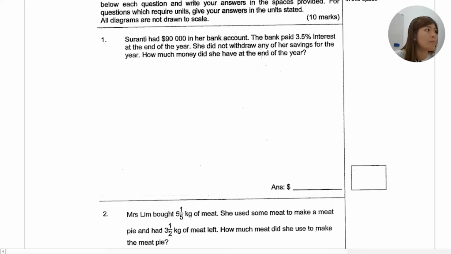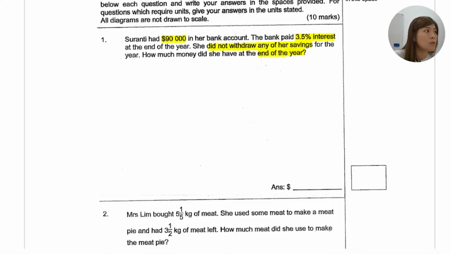Question number 1. Suranti had $90,000 in her bank account. The bank paid 3.5% interest at the end of the year. She did not withdraw any of her savings for the year. So how much money did she have at the end of the year? At the end of the year, she would have her original sum of money, which is $90,000, and the interest.